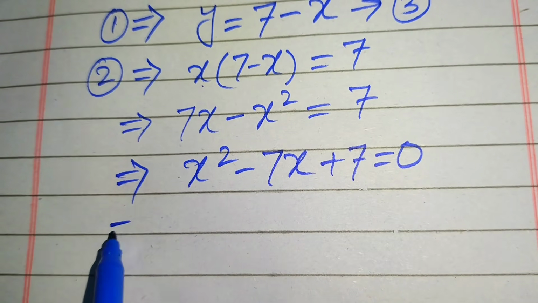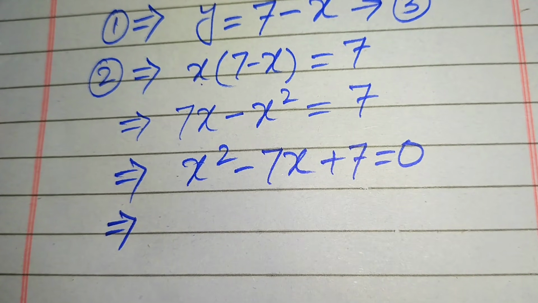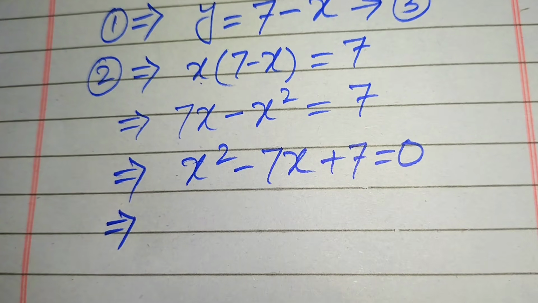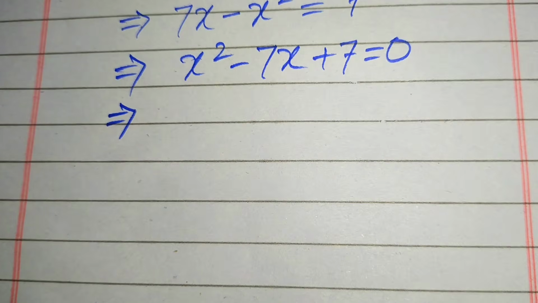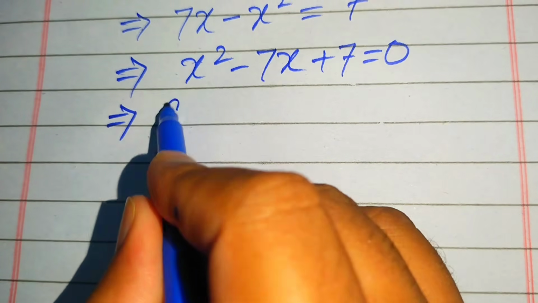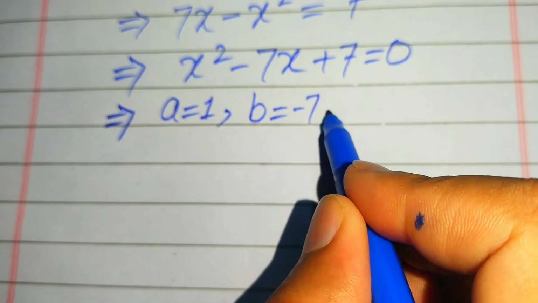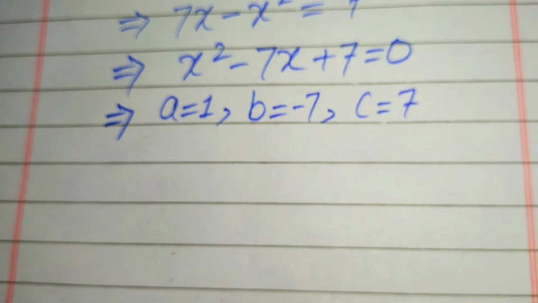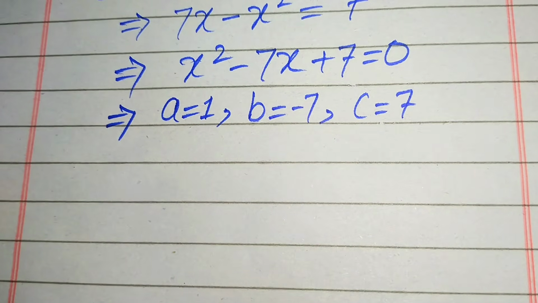So here we know that there are three methods to solve the quadratic equation. The first method is factorization method, second one is completing square method, and third one is by applying the quadratic formula. So here we use the quadratic formula to solve this quadratic equation, and for this first we write the coefficients of this equation, and its coefficients are a equals to 1, b equals to minus 7, and c equals to plus 7. And we state the quadratic formula in this form.